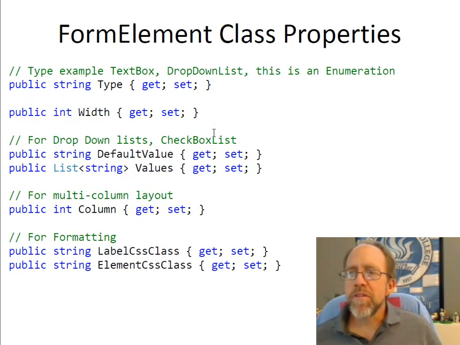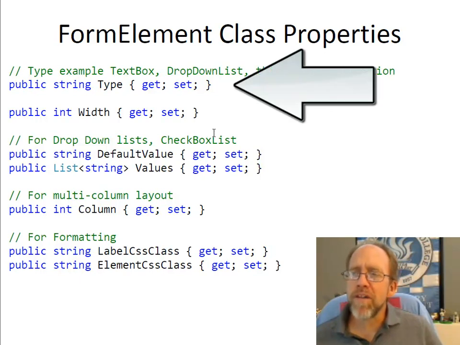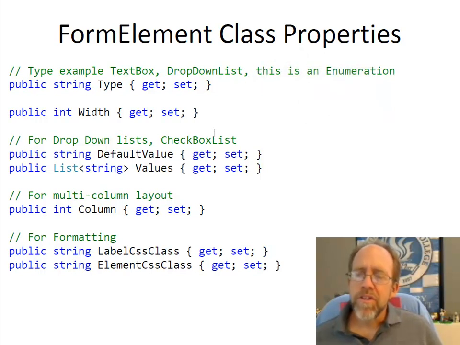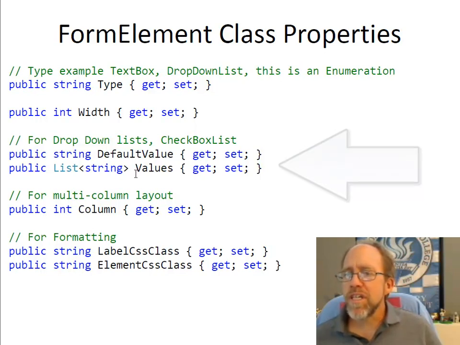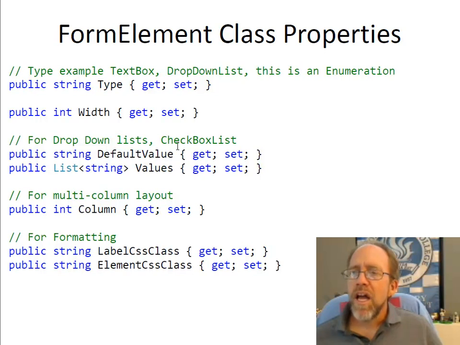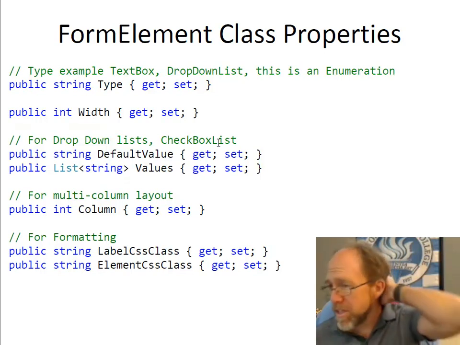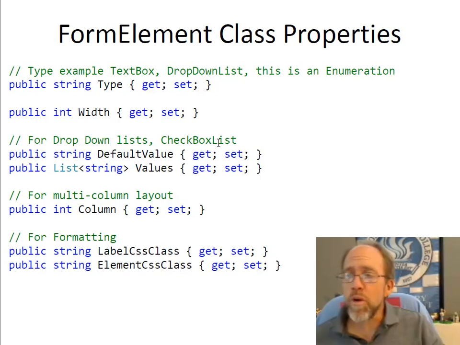Also, some properties would be the type, because you need to know whether this form element is a text box or a drop-down list, any of those five types that I talked about earlier. Width: you can set a custom width. For drop-down lists and checkbox lists, you have multiple values that need to be displayed in those types of elements. So you have a list of strings called values, and then you have a default value so that if you want to default to one of them, you can.